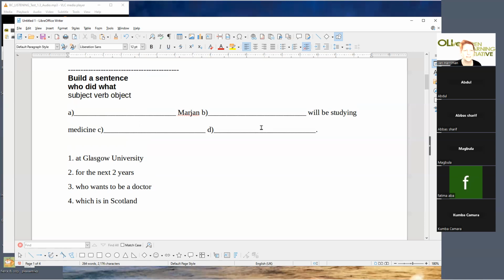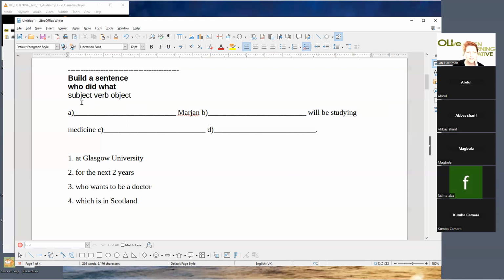Okay, so I have written a core sentence here. Marjan, good friend of mine, Marjan will be studying, so a nice big compound complex verb, medicine. Marjan will be studying medicine. It's a complete core sentence, right? Does it have a lot of information in it? No, this is a very short sentence. Marjan will be studying medicine. I'm really glad she will be.